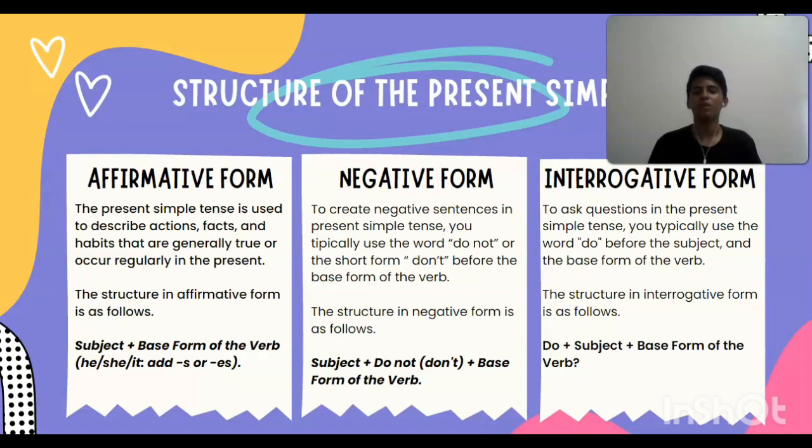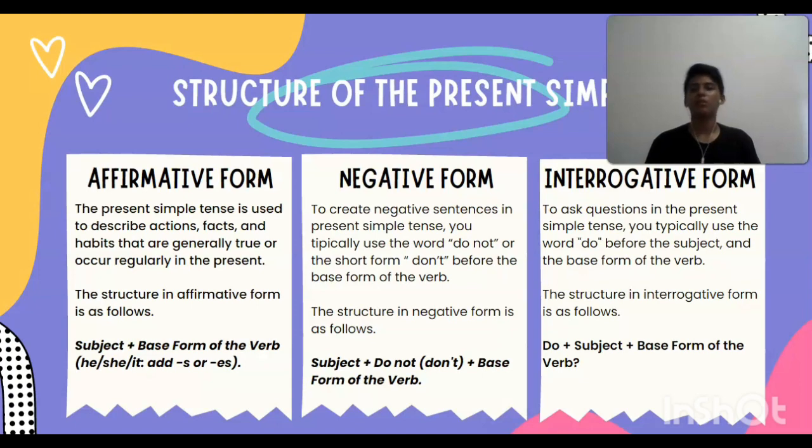La estructura en forma negativa es la siguiente: subject, do not or don't plus base form of the verb. O sea, el sujeto, la palabra do not or don't, que sería la forma corta, más la forma base del verbo.